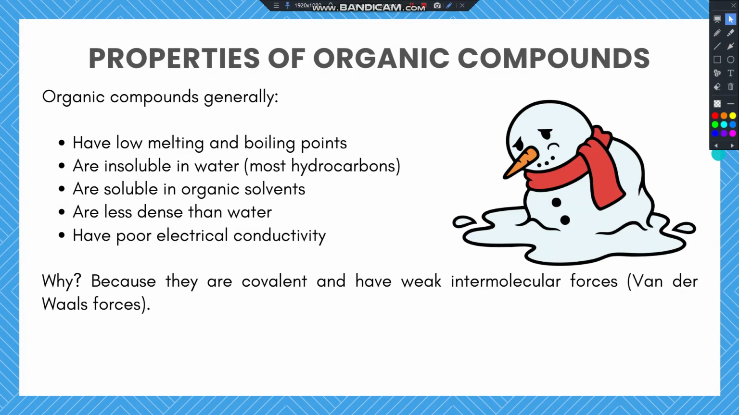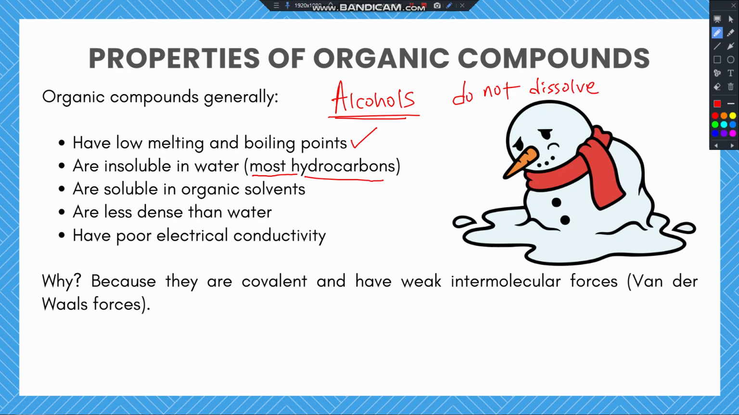Now, organic compounds generally have some physical properties. Let's look at them. First, they have low melting and low boiling points. The second is they are insoluble in water, generally most hydrocarbons. Now, there are some hydrocarbons that are very soluble in water, for example, alcohols. Alcohols are organic compounds and they are also hydrocarbons. But on a general note, most hydrocarbons are insoluble in water. In other words, they do not dissolve when they are placed inside of water.